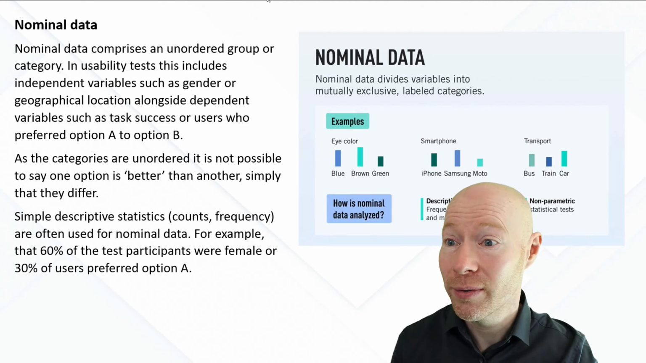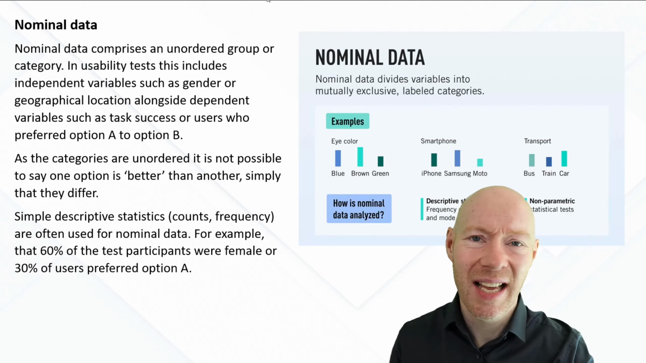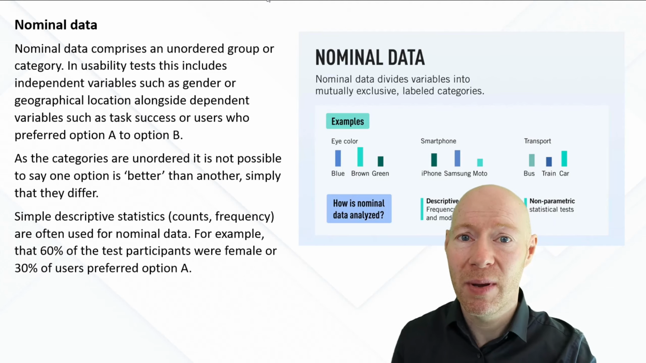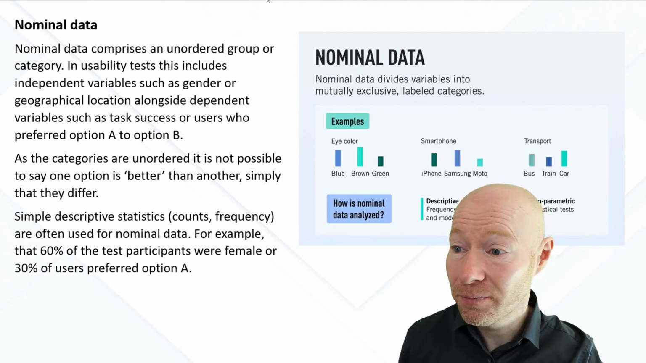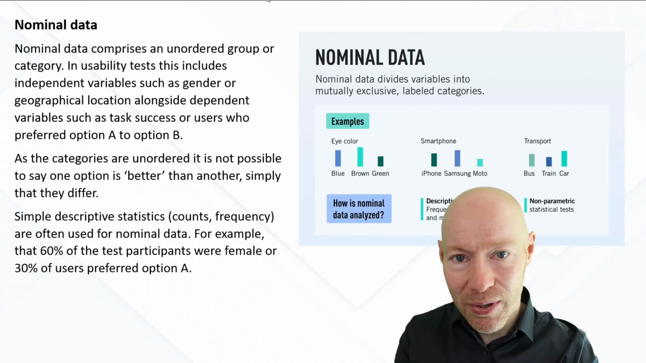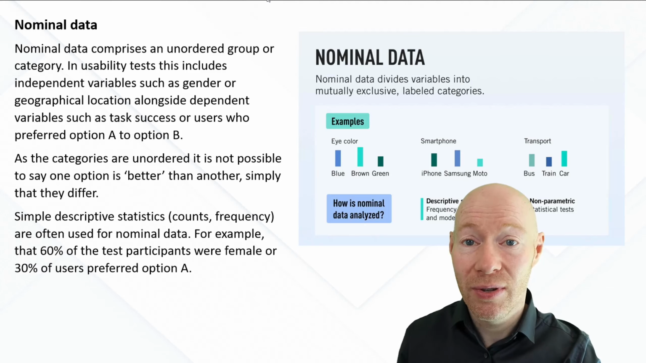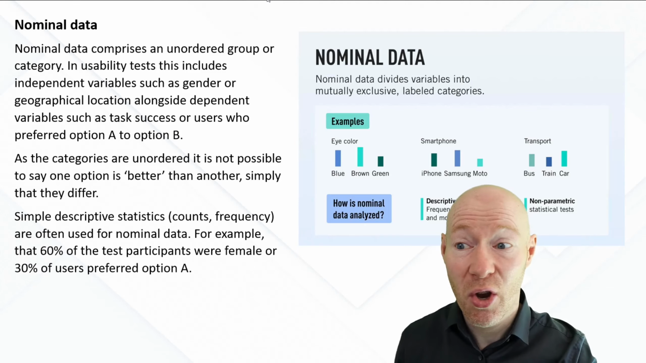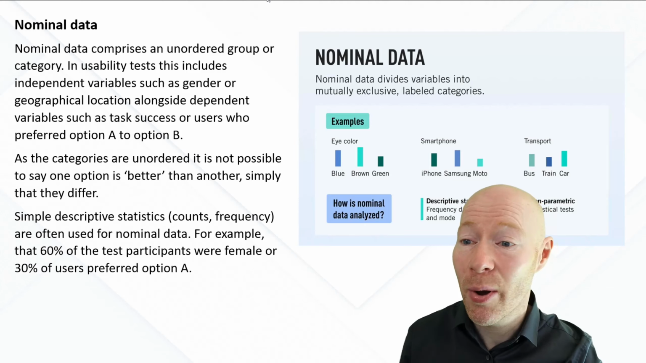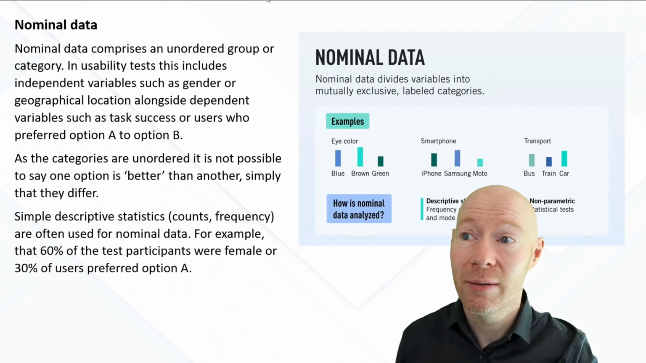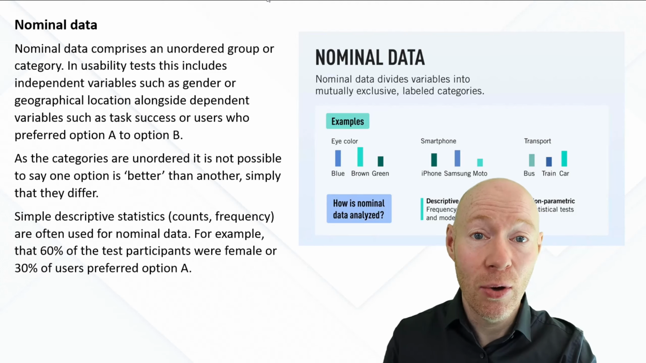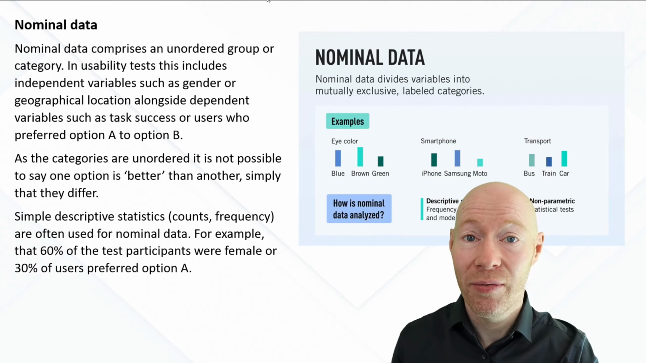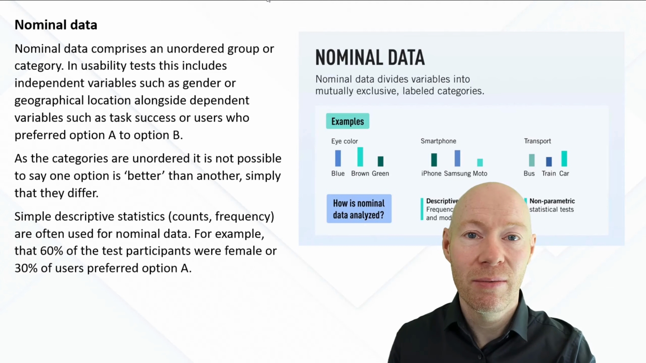They're not ordered. So because of that, we can't say that one's better than the other. We can't say that one is higher than the other. One comes before the other. They're just different. And in terms of then the statistics that we can use to describe those, it's really quite sort of simple statistics. We can talk about counts, we can talk about frequencies, and that's really about it. So we could say, for example, that 60% of the users, they preferred option A. Or we could say that 55% of the test recipients, they were female.